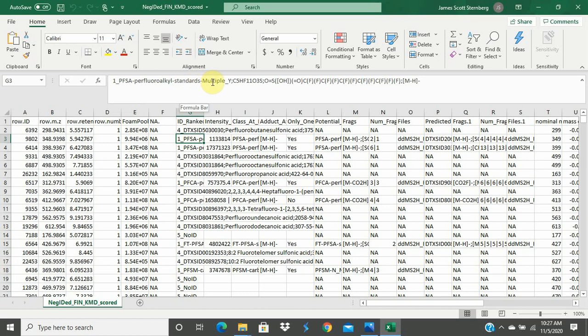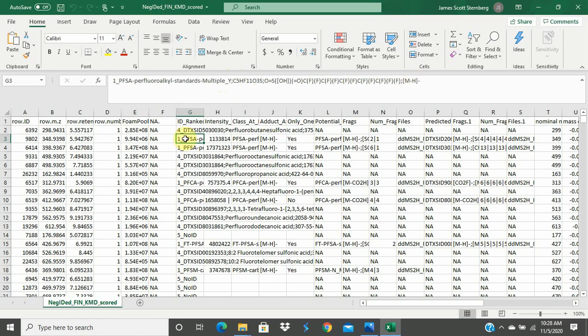Next, you'll see a multiple Y or a multiple N. Multiple Y means yes, there were multiple standards for that class. Multiple N means no, there was only a single standard for the class. Then you'll see the formula, the SMILES structure, and last, you'll see the adduct.